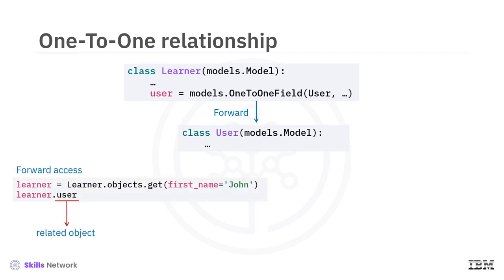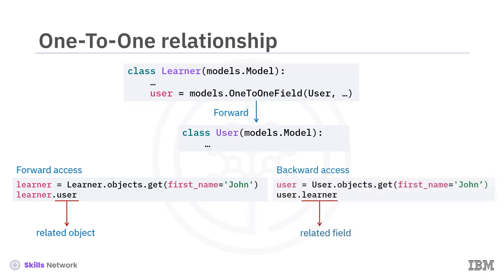To access the common information about a learner, such as first or last name, we need to get its user object. Since we already defined a user reference in the learner model, we can easily get the user from learner explicitly. We can also get a learner from the user object because Django creates the backward relationship automatically.